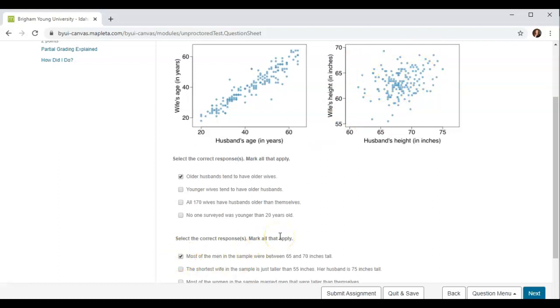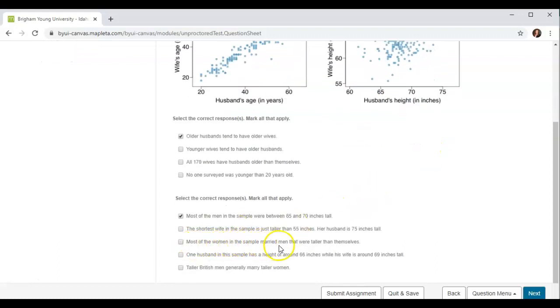The shortest wife in the sample is just taller than 55 inches. Okay, these are wives' heights. Here's 55 inches for the women, and yeah, she's probably just barely over that 55 right there. And her husband, if we drop down, will be about 66, maybe 60, yeah, probably about 66. The shortest wife in the sample is just taller than 55. Yep, her husband is 75. Nope, actually 75, that would put it right here, and that's not the case.